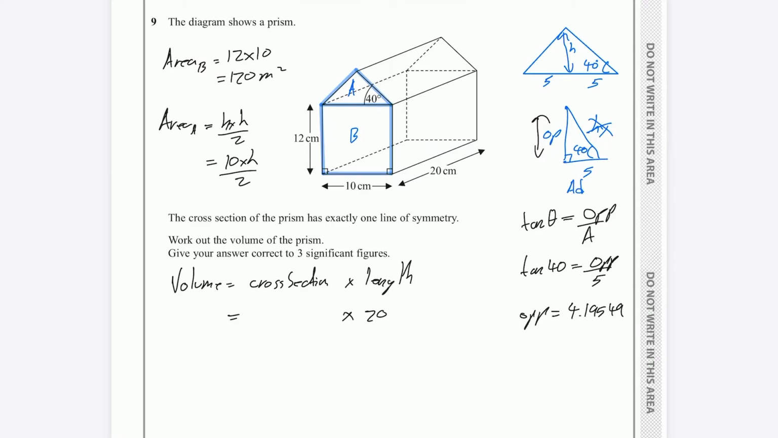That's what we were trying to calculate. So now we know what the height is. We can do 10 times 4.19549. Divide that by 2, and you get your answer coming to 20.97749. So now we have the total area of the cross section, so we can write that here. So that would be 120 plus 20.97749. Times that by 20, and you get, to 3 significant figures, 2820 centimeters cubed.